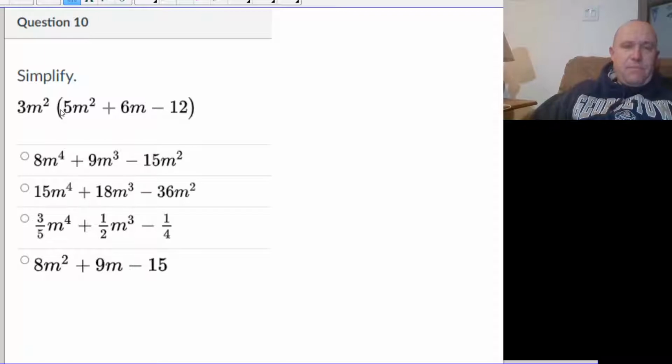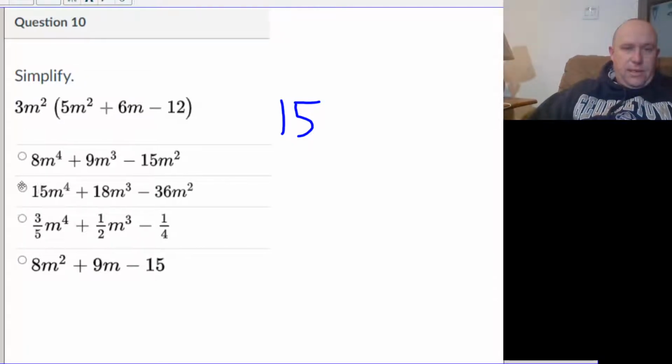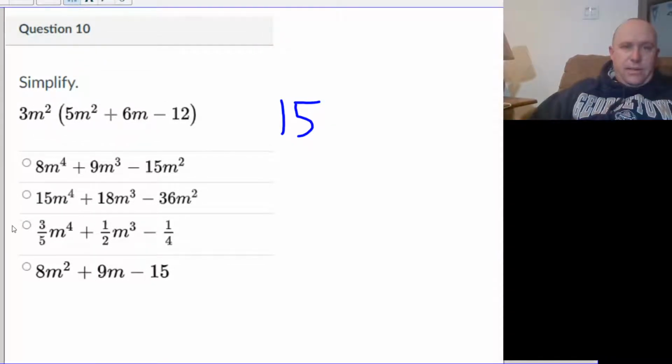And the idea of numbers first, letters second is going to be good enough for us to get the answer pretty quick. 3 times 5, 15. And I already know the answer to this question straight away. This is the only one that actually has a 15 right at the start of the answer. So I already know that it's going to be, well, on mine it's answer choice B, but it might be different on yours. Let's just check to make sure, though, why that's true.